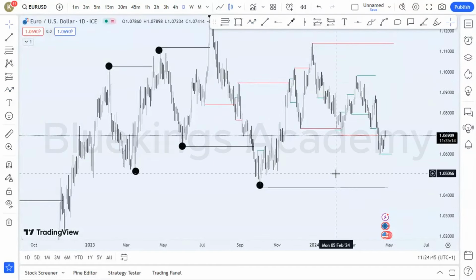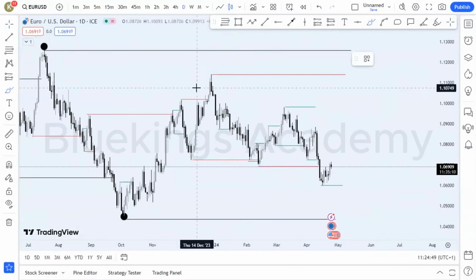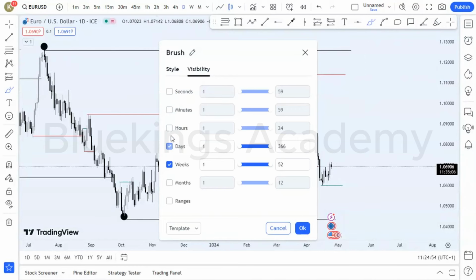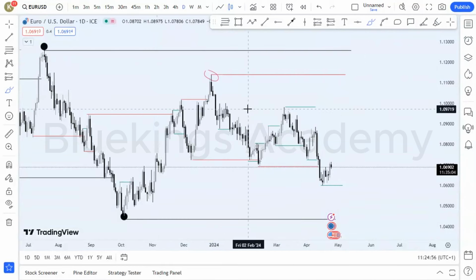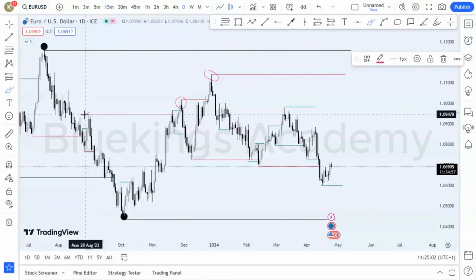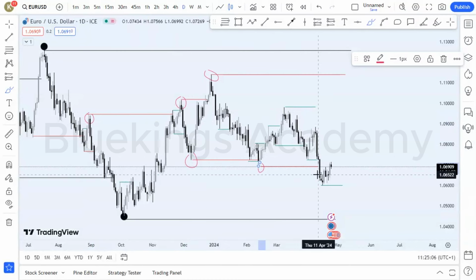So now it's time to mark up the 4-hour charts. Just as we do, we'll circle this with the brush tool, and we'll make sure it's visible on the 4-hour charts. Okay, so we want to circle this. What else? We want to circle this. Every high and low marked with the red line, we want to circle them.